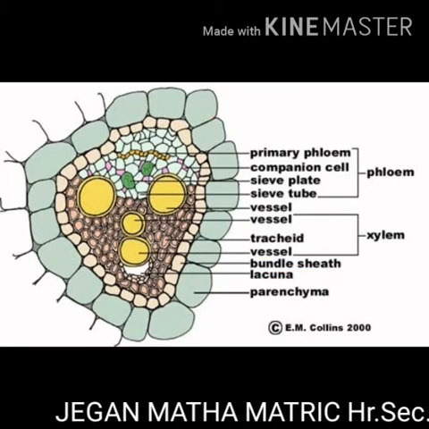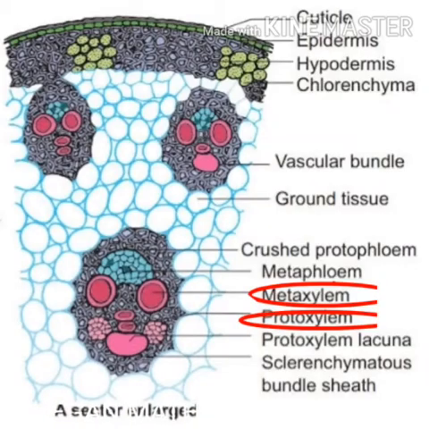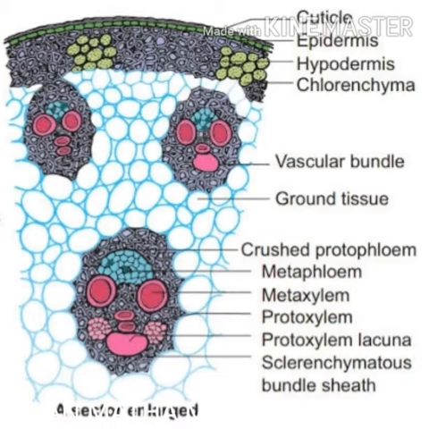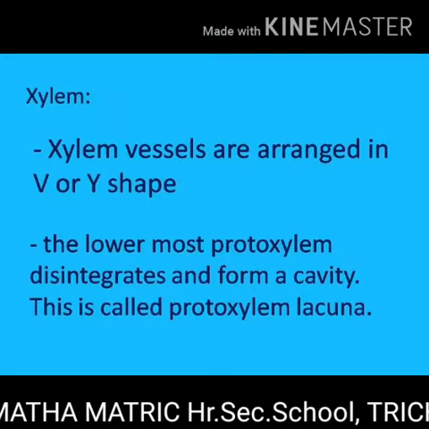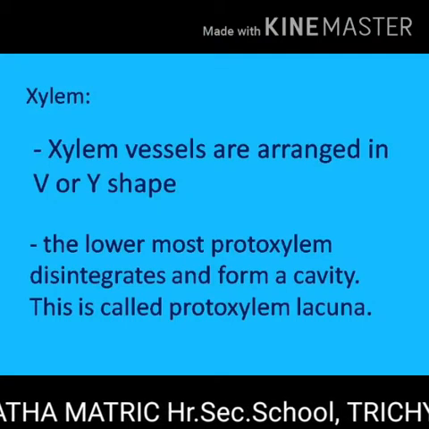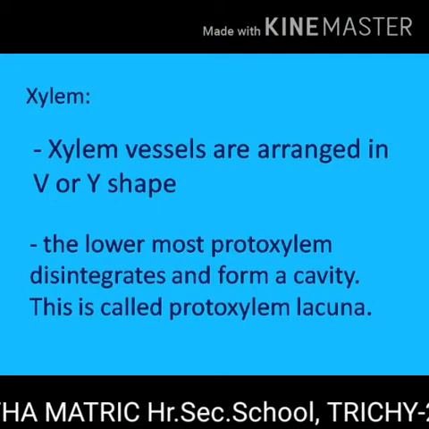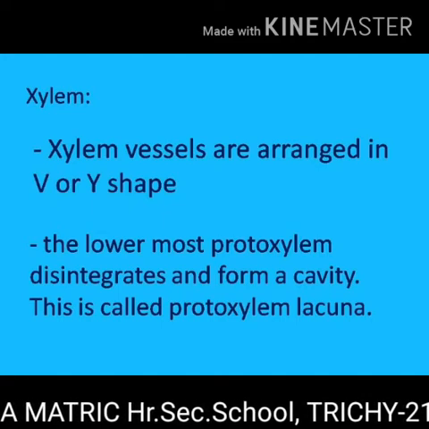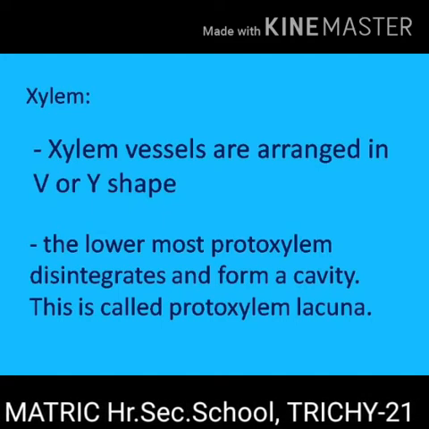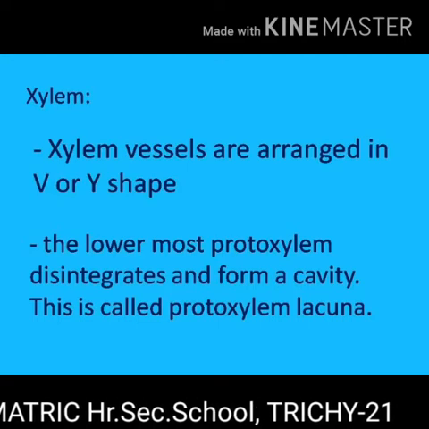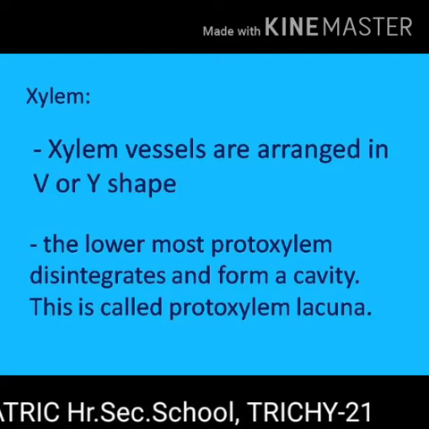Xylem. It consists of metaxylem and protoxylem. The xylem which is bigger in size is called metaxylem, and which is smaller is called protoxylem. Xylem vessels are arranged in a V or Y shape. In a mature vascular bundle, the lowermost protoxylem disintegrates. Disintegrate means to break into small pieces and form a cavity. This is called protoxylem lacuna.